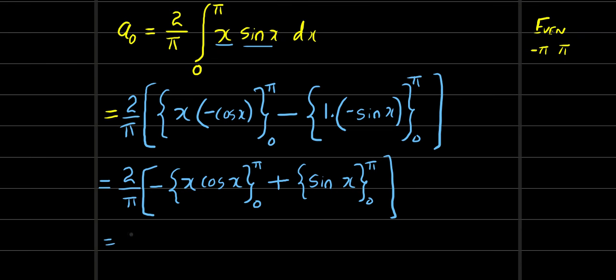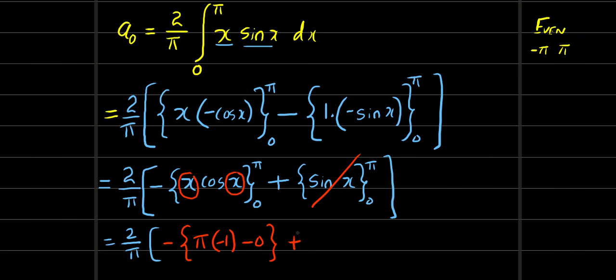Now let's substitute the limits. 2 by pi, and you're supposed to put the values here. I'll change that color. So pi and cos pi. Cos pi is minus 1, so we get minus of pi into minus 1. When you put the lower limit, you're going to get 0, so minus 0, because sin pi is 0, and that's it. So I'm going to declare the final answer. A0 is equal to, yes, 2.